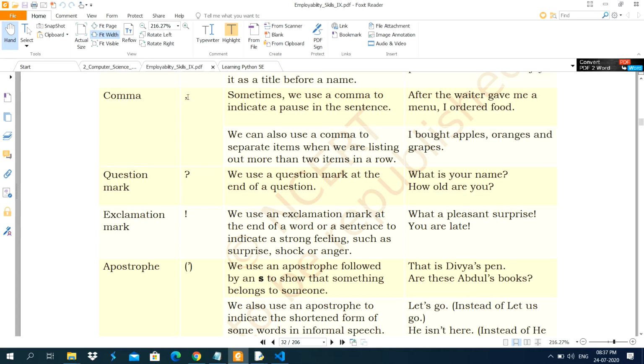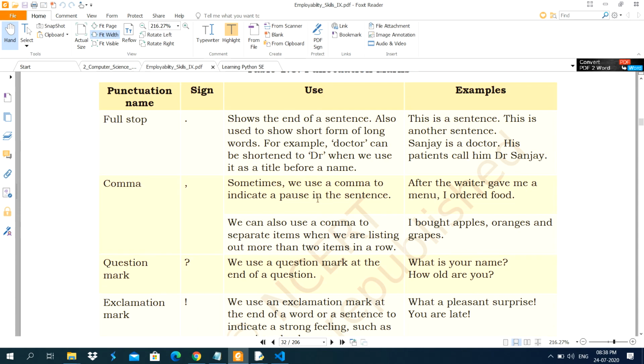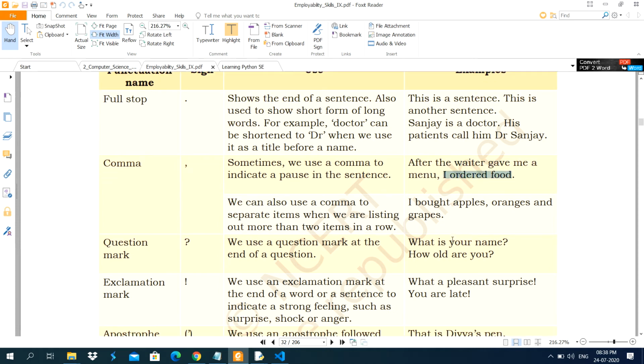And the comma is also important in written form, because a comma can change the meaning of the sentence. So take care when you use this comma. Sometimes we use a comma to indicate a pause in the sentence. Its example is, after the waiter gave me the menu, I ordered the food. You see in this sentence, after the waiter gave me the menu, then this person ordered the food.